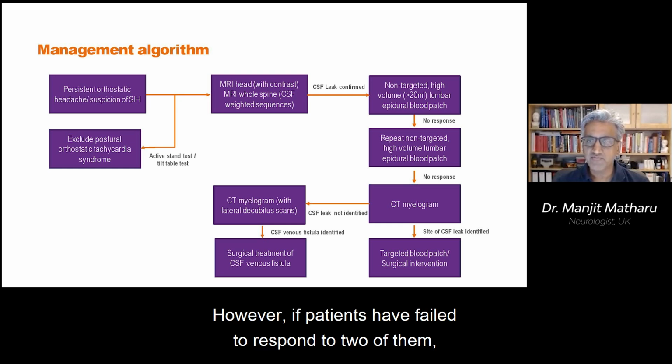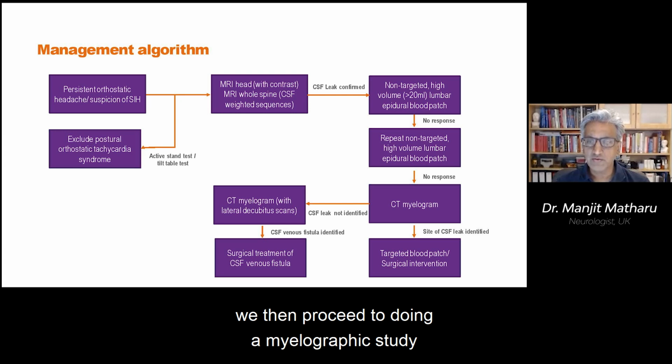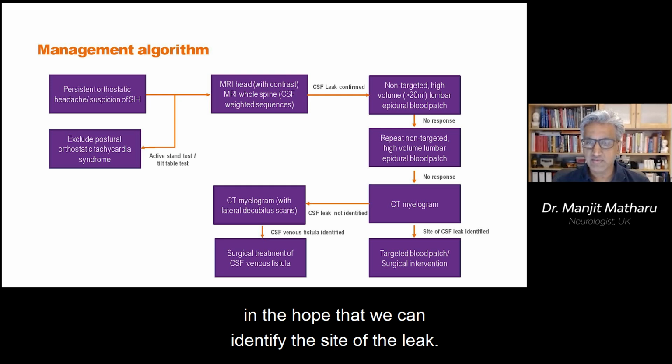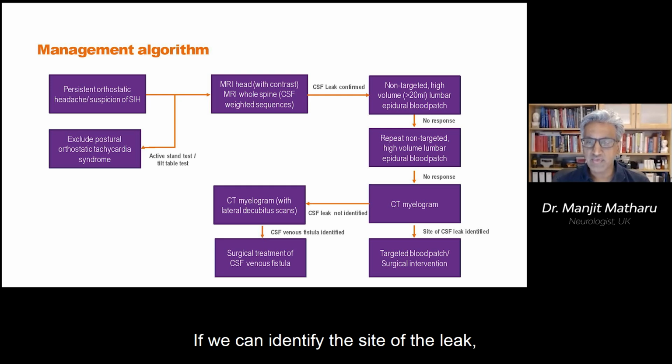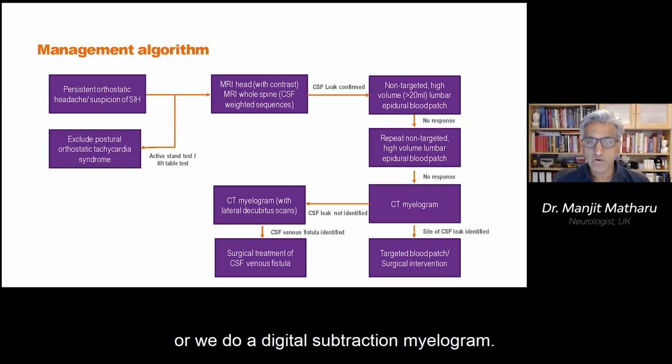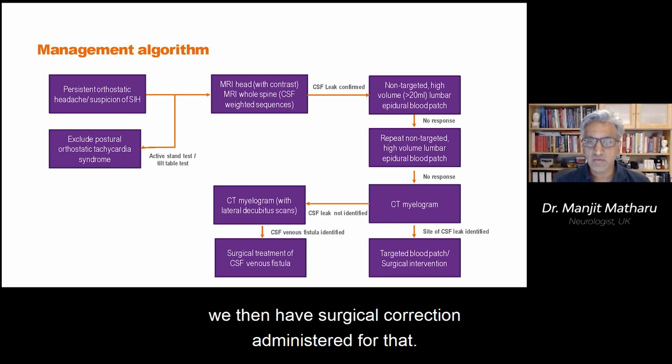However, if patients have failed to respond to two of them, we then proceed to doing a myelographic study in the hope that we can identify the site of the leak. If we can identify the site of the leak, then we either do a targeted blood patch or we proceed to surgery if appropriate. In those people in whom we are not able to identify a CSF leak with myelography, we then do the CT myelogram with either lateral decubitus views or we do a digital subtraction myelogram. For those in whom we are able to identify a CSF venous fistula, we then have surgical correction administered for that.